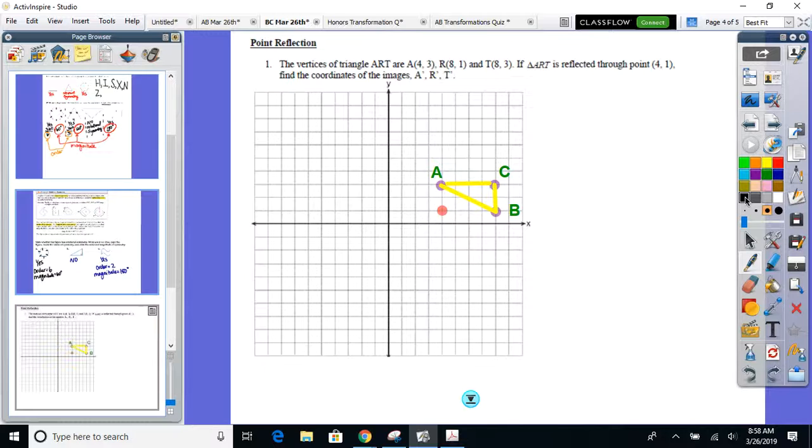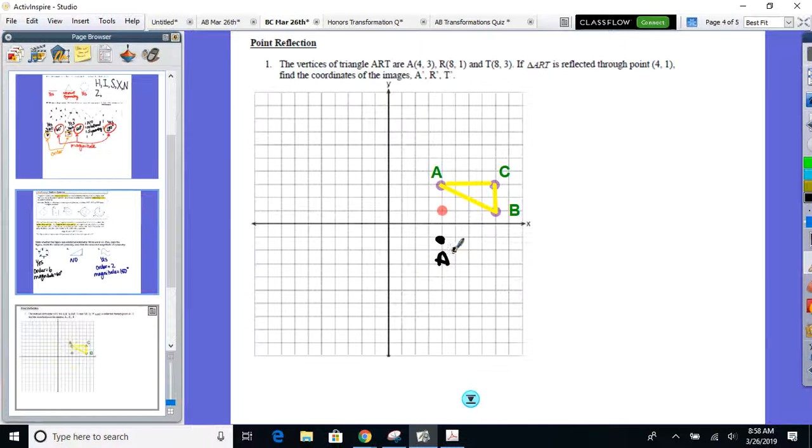How can I reflect through a point now? Remember, we're still reflecting. Even though it's through a point and not a line, distance will not change. So if I have A right now, and here's 4, 1, the point I'm reflecting through, how far apart are they? 2, so they're still going to be 2 units apart when I put A prime. So 1, 2, on the other side, here's A prime. I could do the same for B and B prime. B is 1, 2, 3, 4, 1, 2, 3, 4. There's B prime.